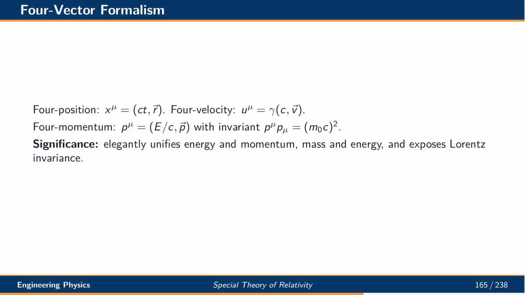Special relativity is naturally expressed in terms of 4 vectors. The 4 position combines time and space into a single object. The 4 velocity has gamma times c and gamma times the velocity vector as its components. The 4 momentum combines energy and 3 momentum with an invariant magnitude equal to mass times c. This elegant formalism unifies energy and momentum, mass and energy, and makes Lorentz.